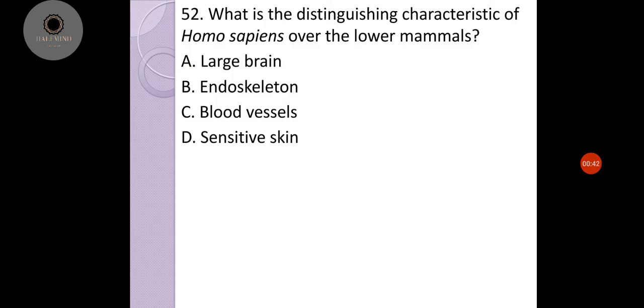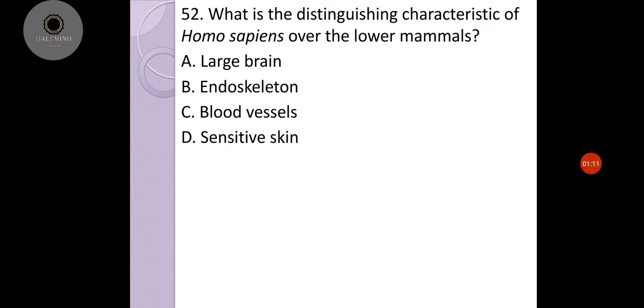52. What is the distinguishing characteristic of Homo sapiens over the lower mammals? A, large brain, B, endoskeleton, C, blood vessels, D, sensitive skin. Okay, so example of lower mammals are pigs, ano pa yung mga mammals? We have pigs, bats, kangaroos, yan sila.